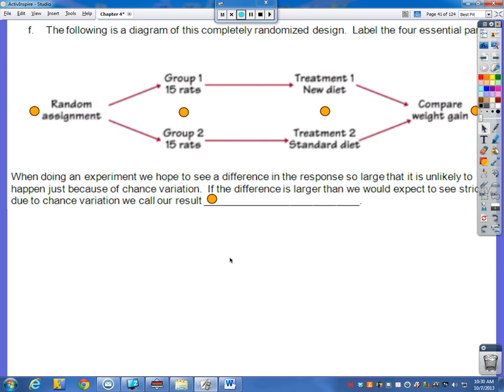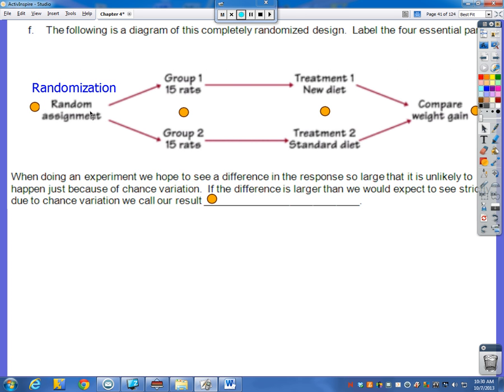Now here is the new part, if you will. This is designing our experiment. First, we started out with our random assignment. We had to get our rats. So here's the randomization part of our experiment.